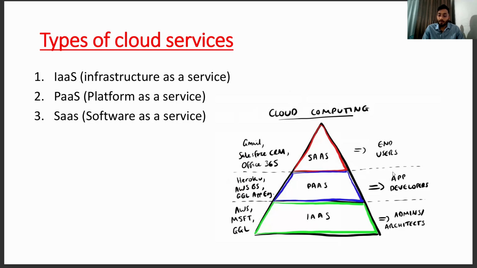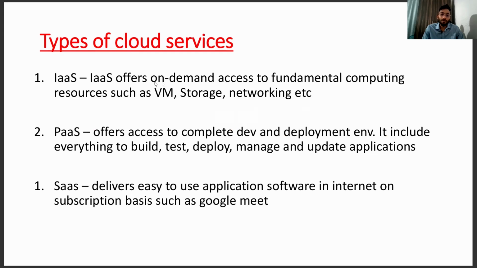Second is platform as a service, which is for app developers. The third one is software as a service, which is for end users, like Gmail and Office 365, where we can just log in and use it. Let's understand these three services in detail. Infrastructure as a service offers on-demand access to fundamental computing resources such as virtual machines, storage, networking, etc. This provides access to the entire infrastructure. Whatever you need, they would be providing it, which includes virtual machines, storage, networking, processing power, etc.